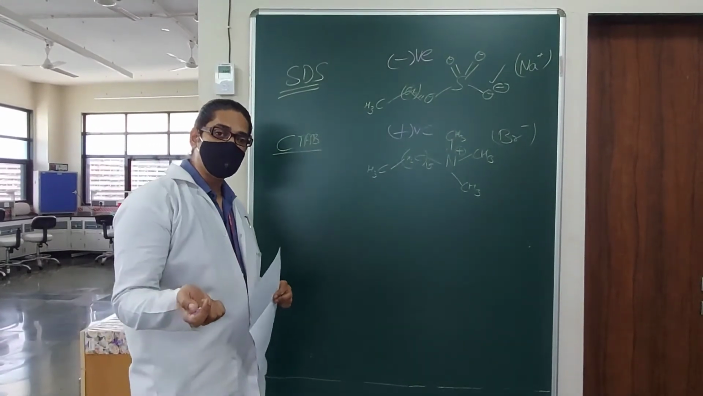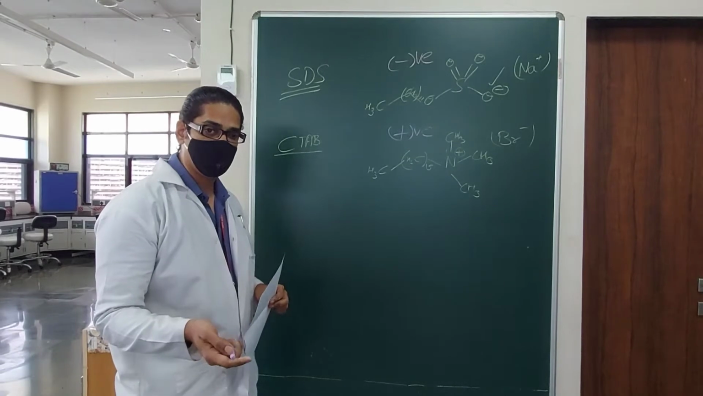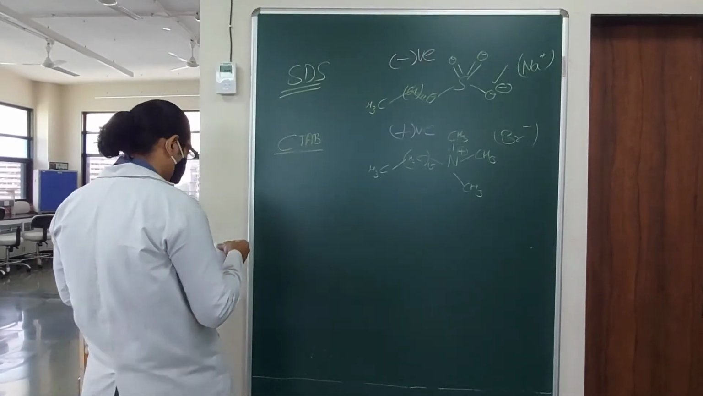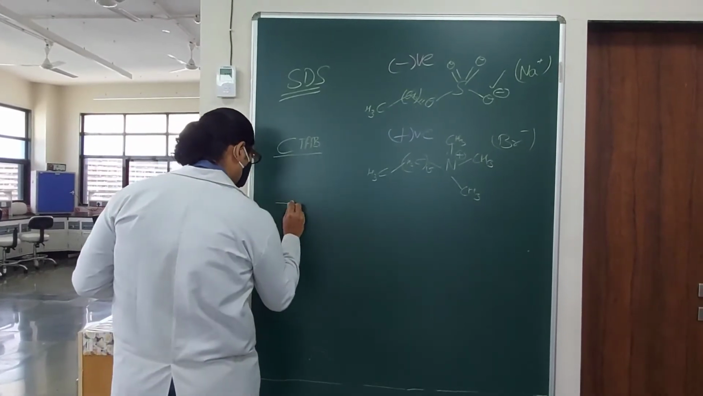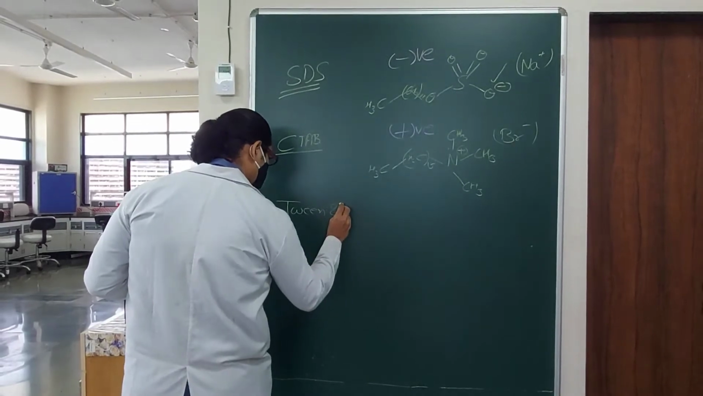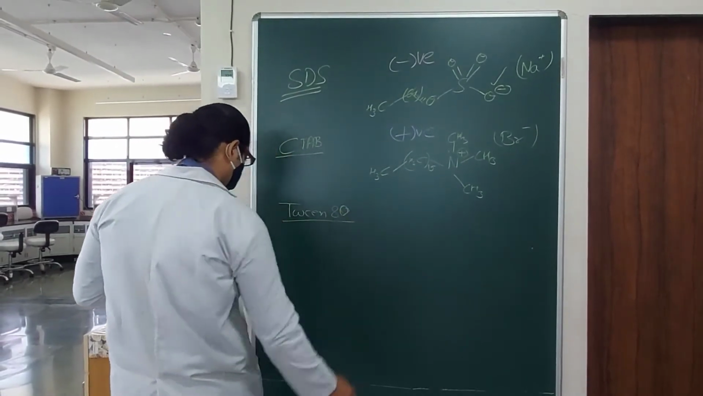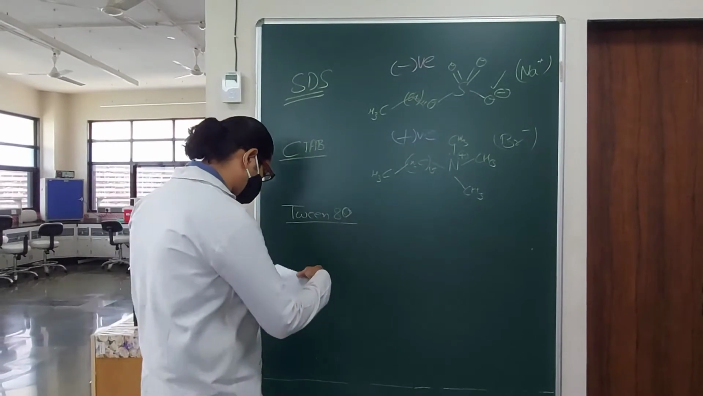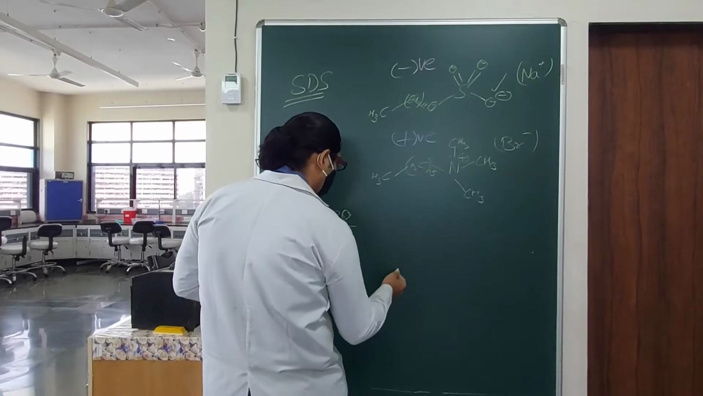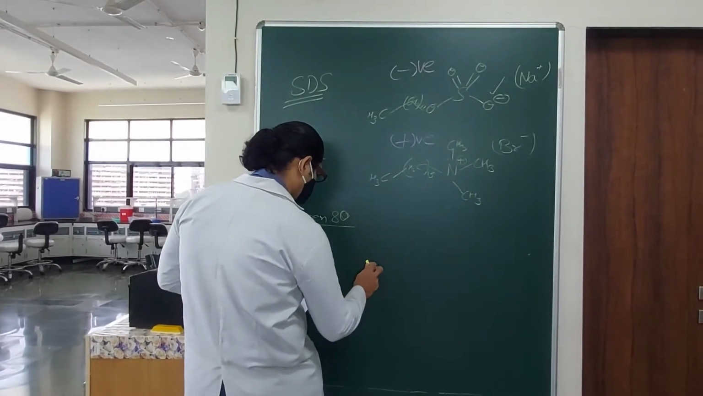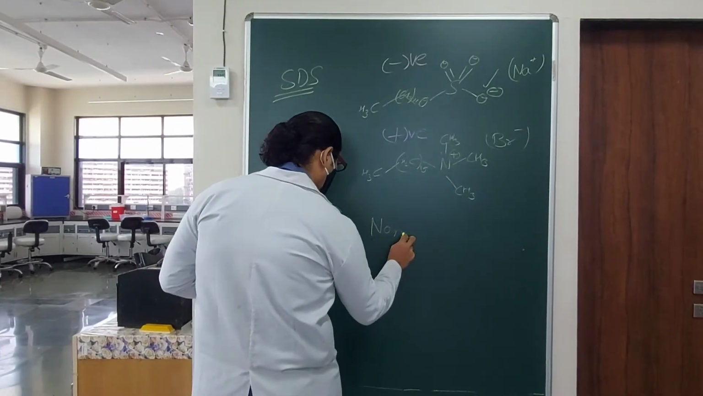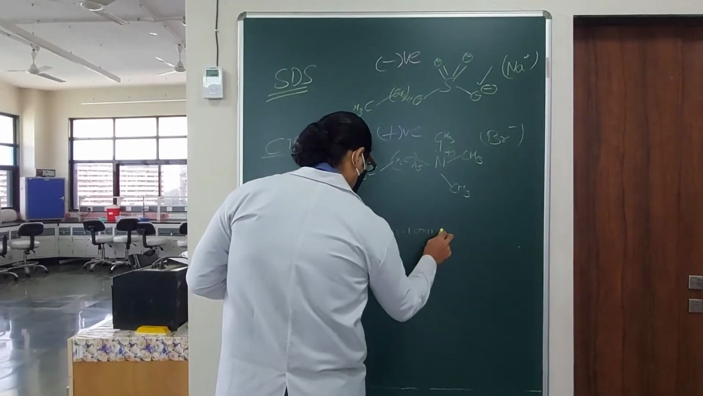Okay, now what else do we have? We have again a non-ionic detergent which has a polar part but is neither positively charged nor negatively charged, which is Tween 80 in this case. Now what kind of detergent is it? It is a non-ionic detergent. Let me write it down. It is a non-ionic detergent.